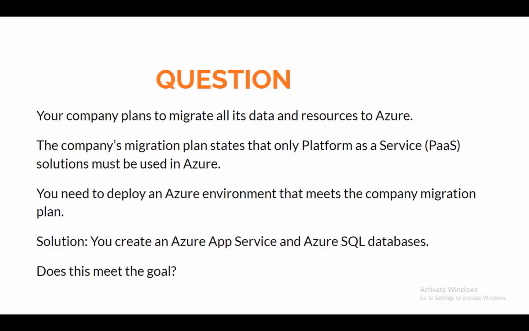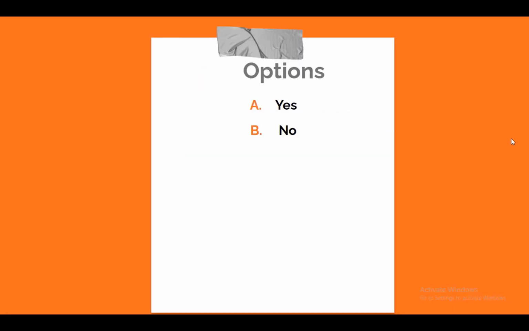Next question. Your company plans to migrate all its data and resources to Azure. The company's migration plan states that only platform as a service solutions must be used in Azure. You need to deploy an Azure environment that meets the company migration plan. Solution: you create an Azure App Service and Azure SQL databases. Does this meet the goal? Option A, yes. Option B, no. The correct answer is option A, yes.